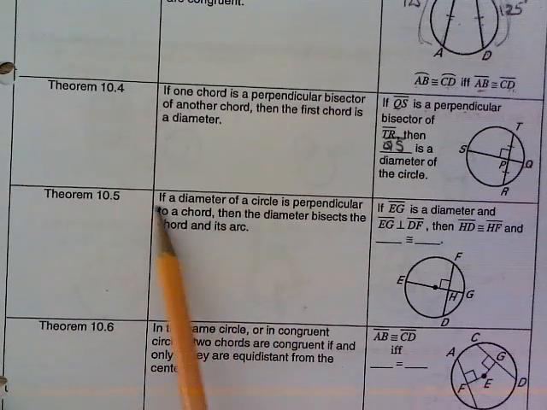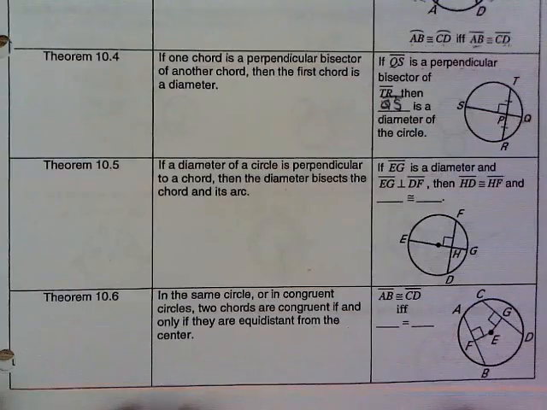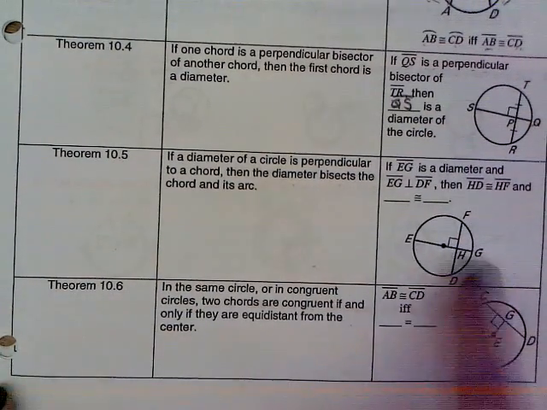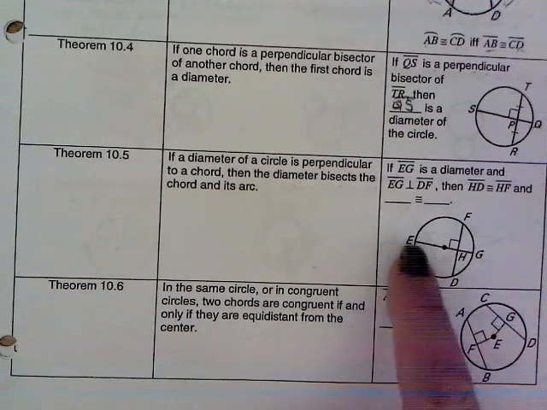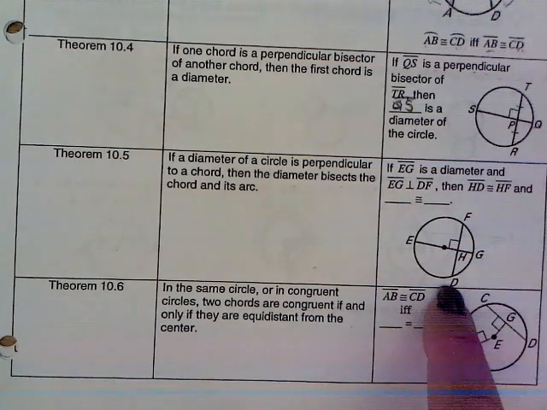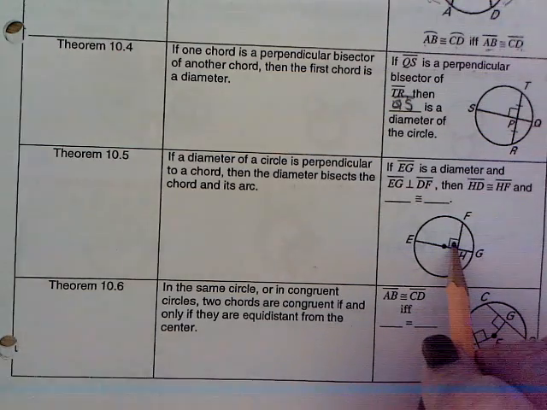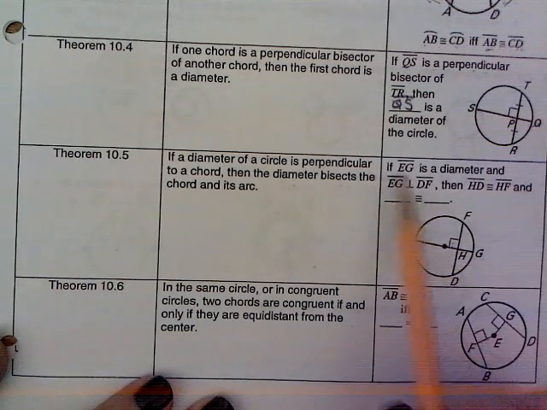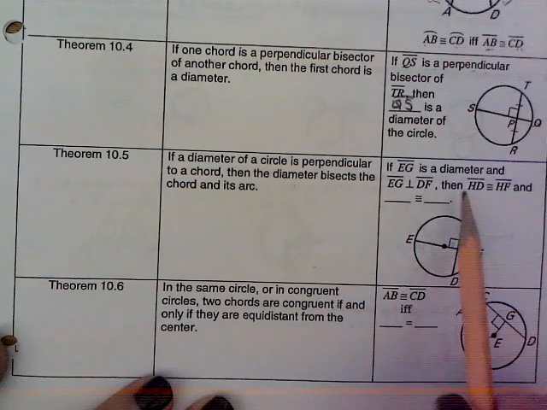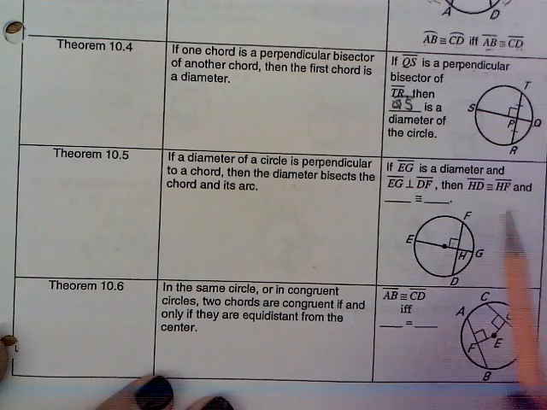Theorem 10.5 says, if a diameter of a circle is perpendicular to a chord, then the diameter bisects the chord and its arc. So it's basically saying that now that I know that here in this one, EG is bisected by FD. So now that I know that, then it bisects it at a 90-degree angle, because it says before that it's perpendicular. So now you know that there's a perpendicular symbol here. That's all it means. So it says if EG is the diameter and they're perpendicular, then we have HD congruent to HF.